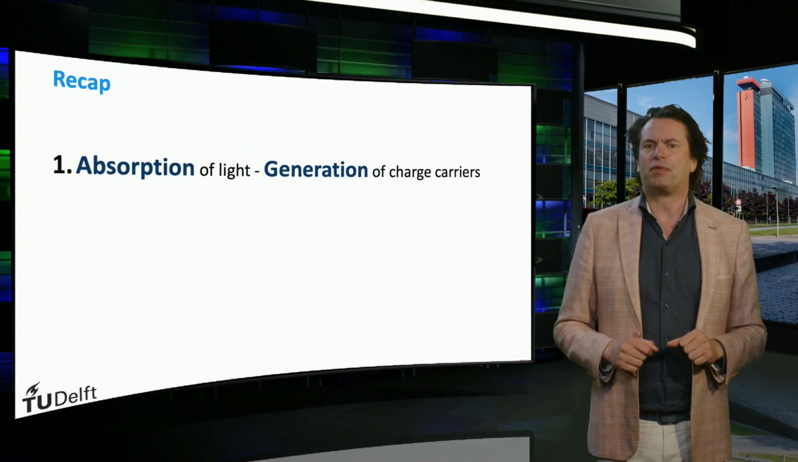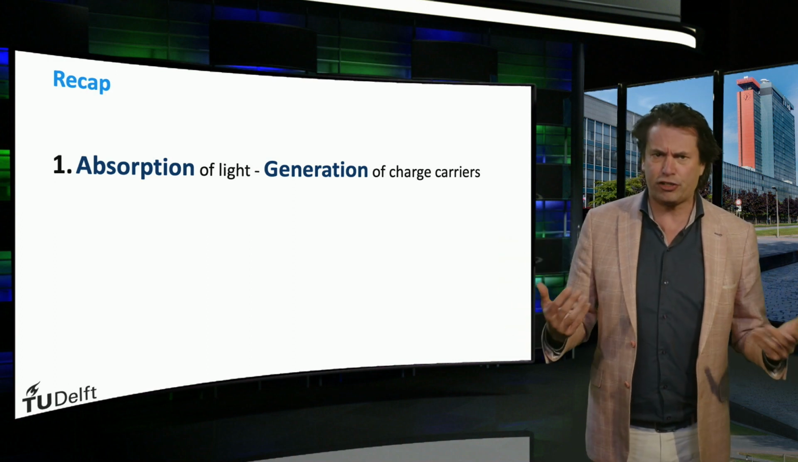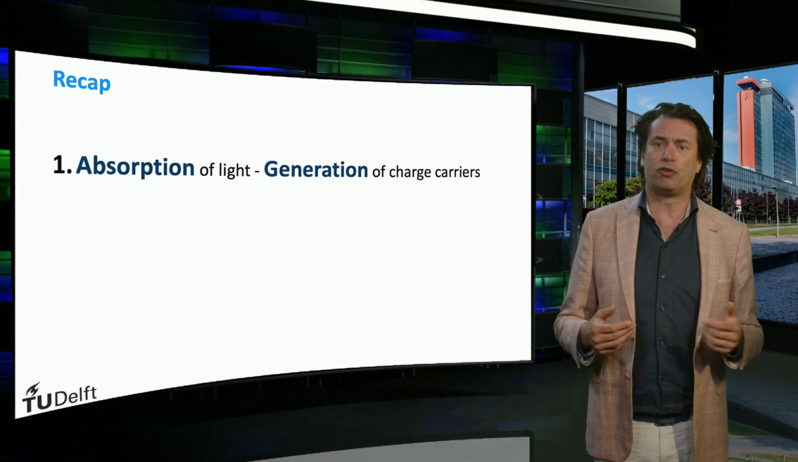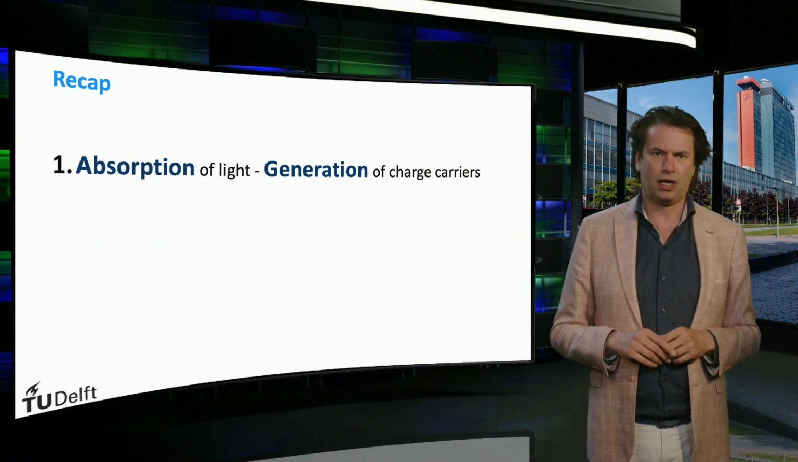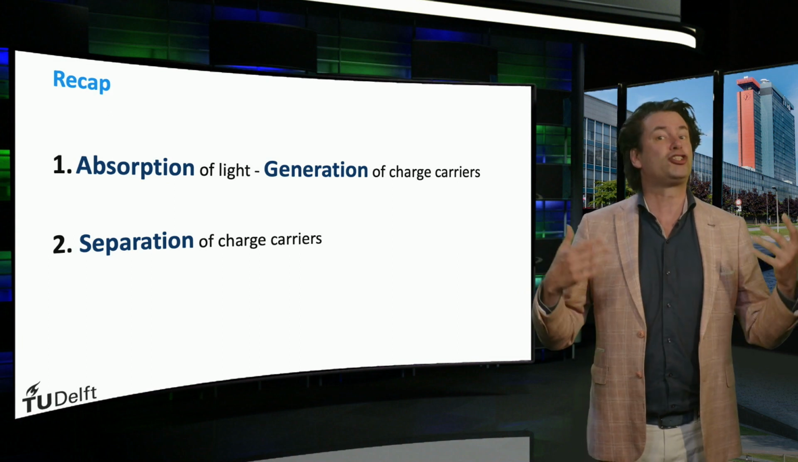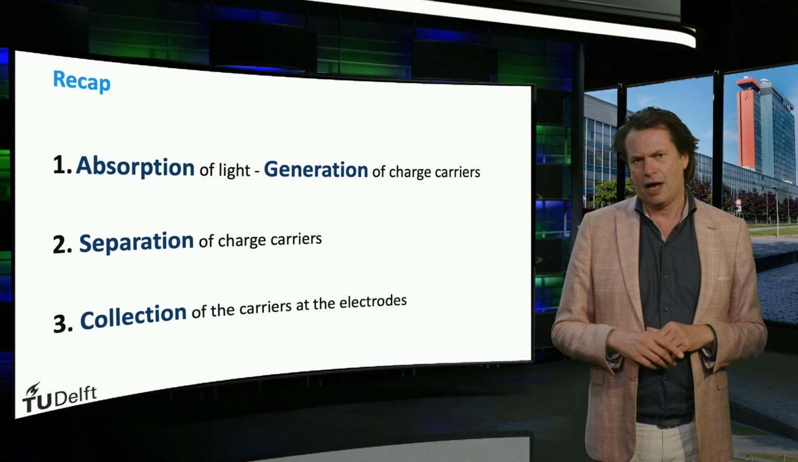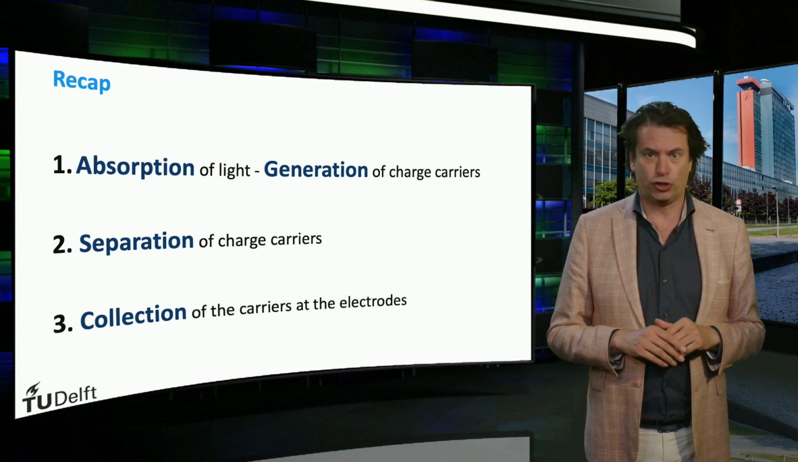In summary, we have seen how the photovoltaic effect involves the generation of charge carriers due to the absorption of photons at a junction of two semiconductor materials, followed by the subsequent separation of photo-generated charge carriers. And finally, the collection of the charge carriers at the terminals of the junction.